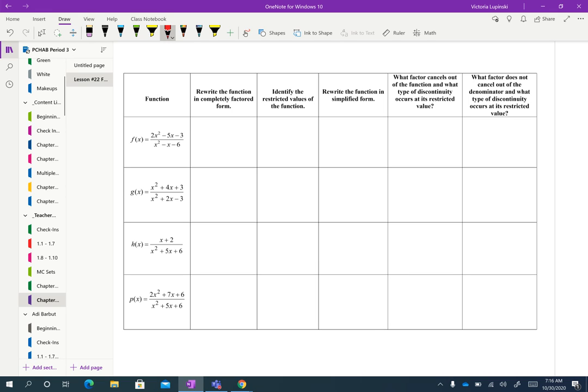Then you have 5 different columns that we're going to go ahead and fill in. And the first column is asking you to rewrite the function in completely factored form. So I'm going to give you a second to go ahead and pause and try it. Go ahead and make sure that you can, in fact, factor each of these 4 equations. The majority of the factoring is simple, but there are some that require either the AC method or, again, whatever strategy you happen to use. So go ahead and pause and try it, and please try to factor completely each of these 4 rational functions.